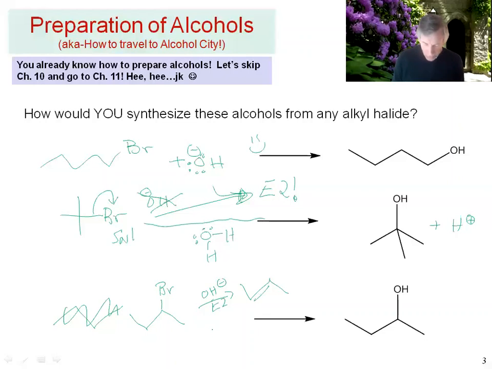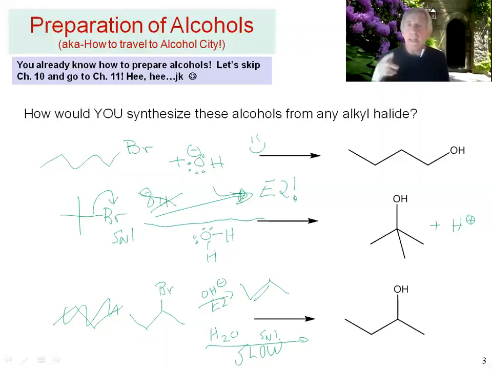Could I use water to do this reaction in an SN1 fashion? Sort of. This would be a very slow reaction because it's not on a tertiary carbon, which SN1 reactions love. So this would be extremely slow. Not a very high yielding reaction. And therefore, what I'd like to do is show you a better way. The best way to ever make a secondary alcohol. Okay?